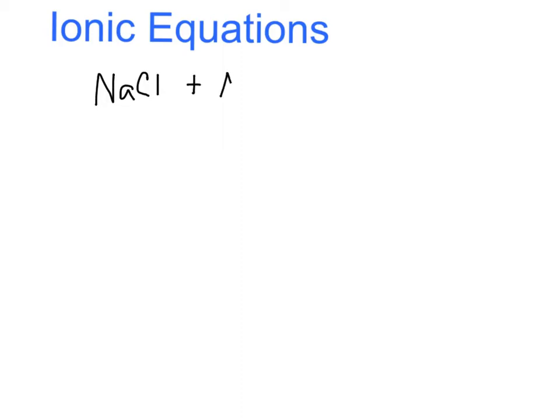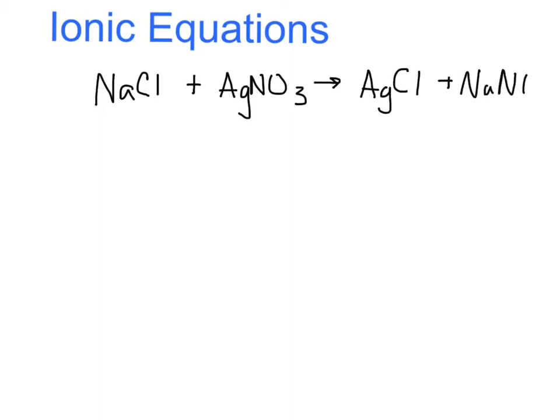Let me explain. So say that we had sodium chloride, and we add that to silver nitrate. Through double displacement, we're going to end up with silver chloride and sodium nitrate. That's because everything in here has a +1 or a -1 charge. Now, as we look at this, NaCl is aqueous, AgNO3 is aqueous, AgCl is a solid, and NaNO3 is aqueous.